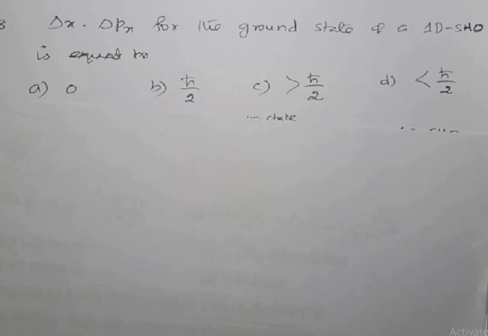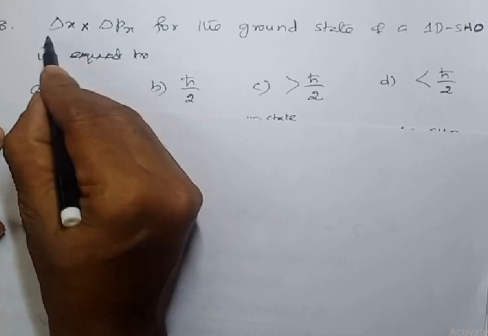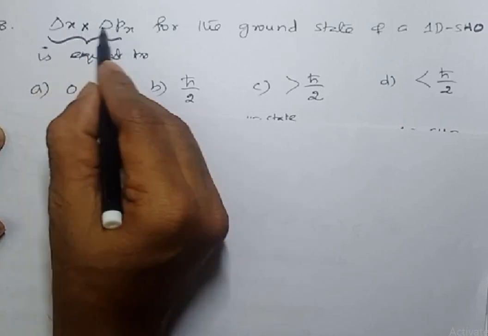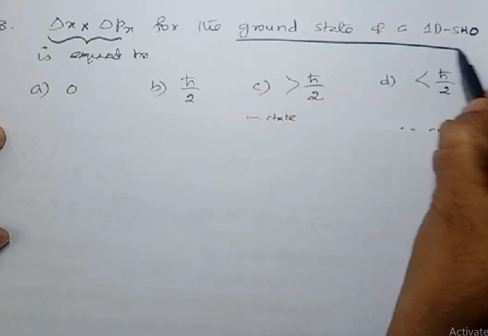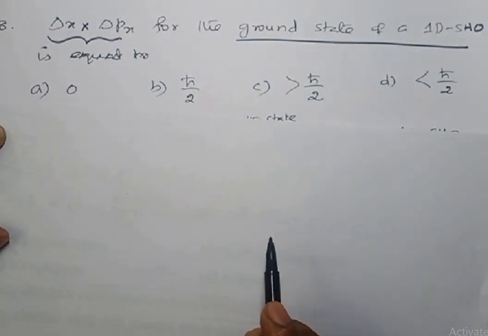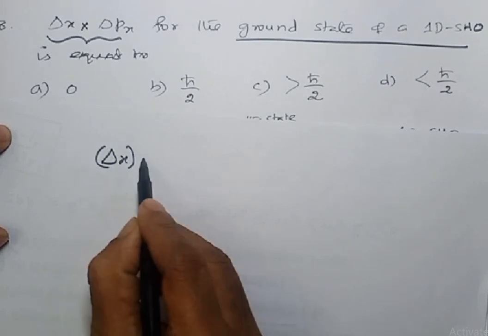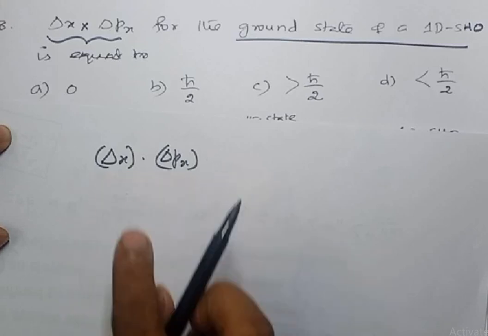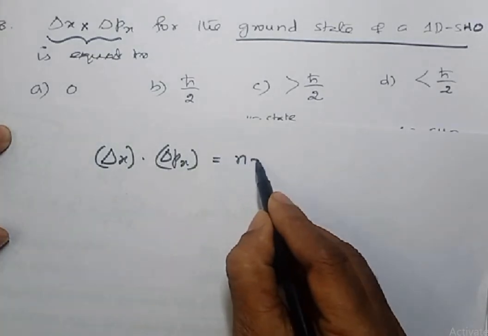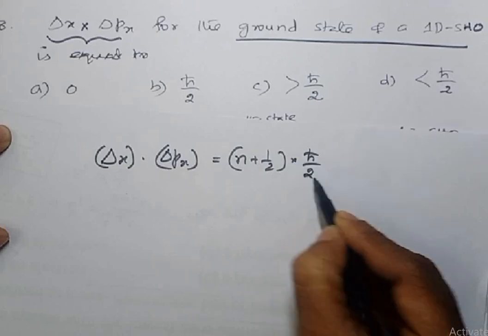Question number 8. The product of delta x into delta px, the product of two uncertainties for the ground state of a one-dimensional simple harmonic oscillator, is equal to what? You know very well, the product of these two uncertainties is equal to n plus half into h cross by 2. Am I right? Is the formula correct? Check it.